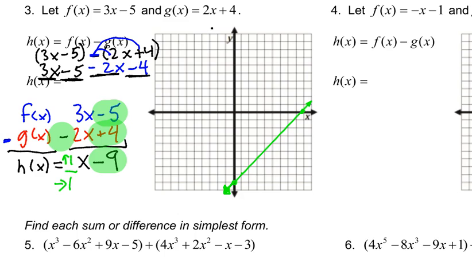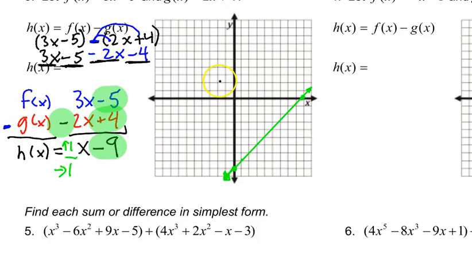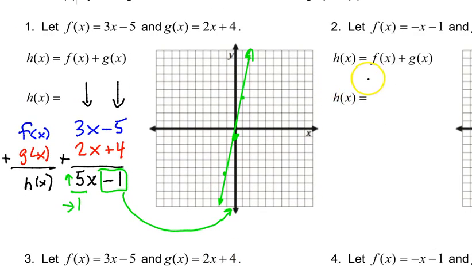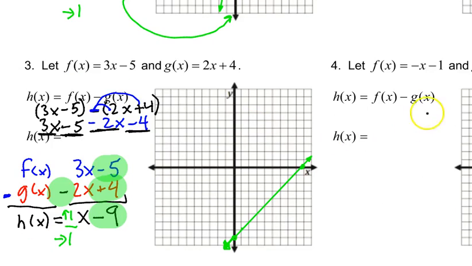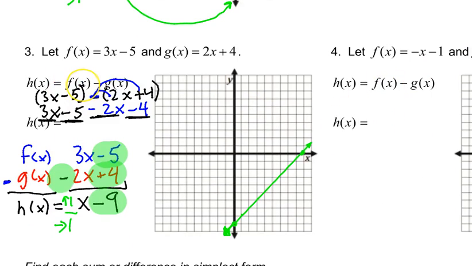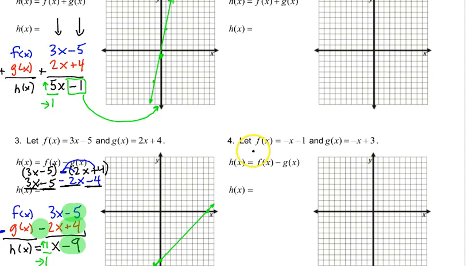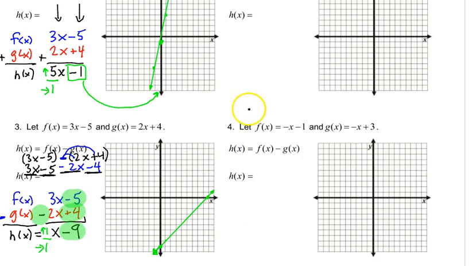Okay. All right, go ahead and try 2 and 4. 2 is the addition, kind of like number 1, and 4 is the subtraction, kind of like number 3. And then check with someone next to you, around you, to see if you get the same thing, including the graph.